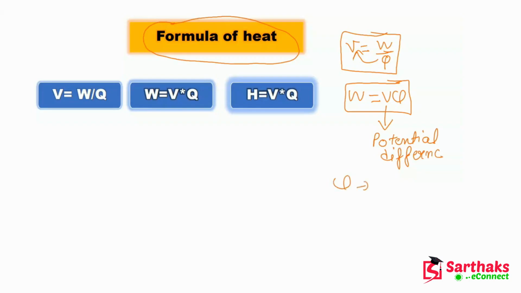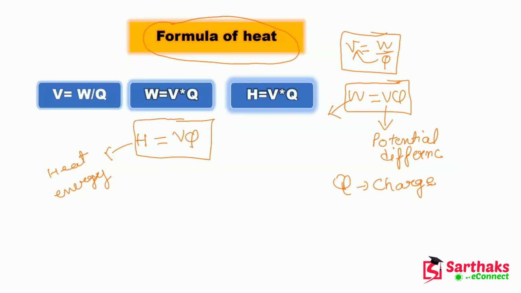And Q is charge. Q is what? Charge, or you can say electric charge. So basically guys, this work done is known as energy because work done is equal to energy. So this can also be written as heat energy. So this H here is heat energy, and this is equal to V into Q. This will be equal to V multiplied by Q.